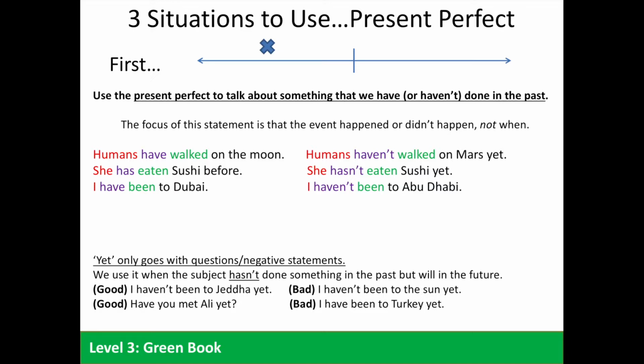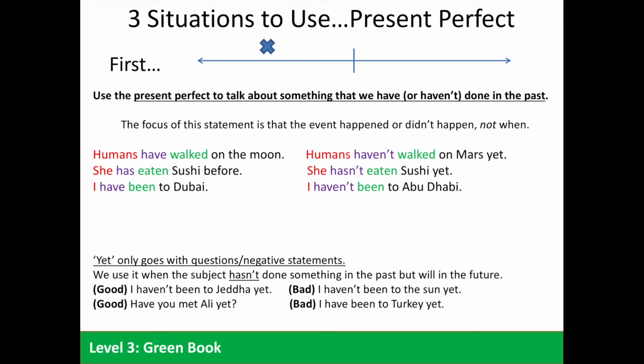So in English, we have 3 specific situations that we'll need to use the present perfect tense. The first one, use the present perfect to talk about something that we have or haven't done in the past. Again, the focus on this statement is that the event happened or didn't happen, not when.